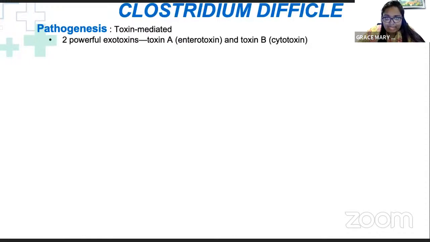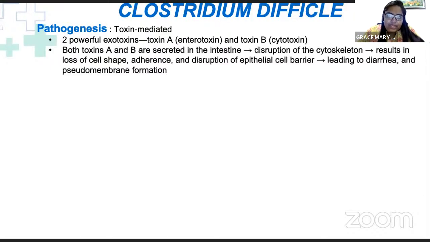You have toxin A and B. Toxin A is the enterotoxin, toxin B is the cytotoxin. And how do you diagnose it? Based on the toxin production, you can send for toxin detection. What happens is that in the intestine these bacteria will grow, and these toxins are released into the intestine, which causes disruption of the cytoskeleton of the cell, okay?